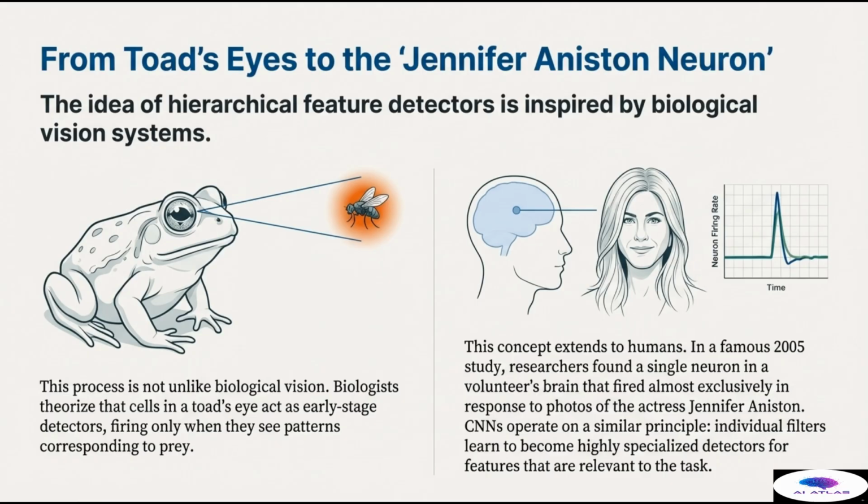CNNs operate on an analogous principle. As the network learns, individual filters evolve to become increasingly specialized detectors. Low-level filters detect basic edges, mid-level filters combine those edges into complex textures and corners, and high-level filters combine those parts into things like noses or eyes. The goal is to create a hierarchy where specific neurons or filters are dedicated to identifying specific, relevant features.